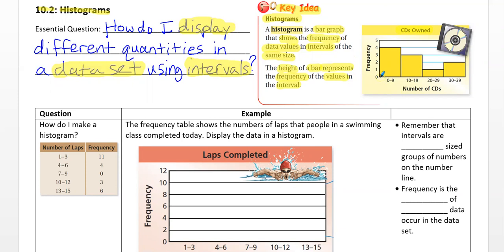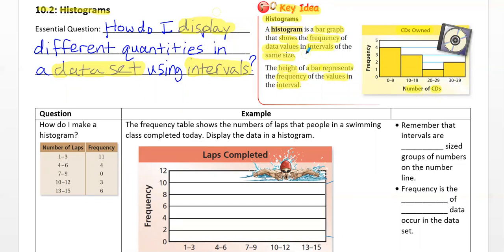We have two axes. Here's the first, this x-axis. It says number of CDs. And then you see these numbers, 0-9, which means 0 to 9. 10-19, 10 to 19, 20-29, 20 to 29, and finally 30 to 39.